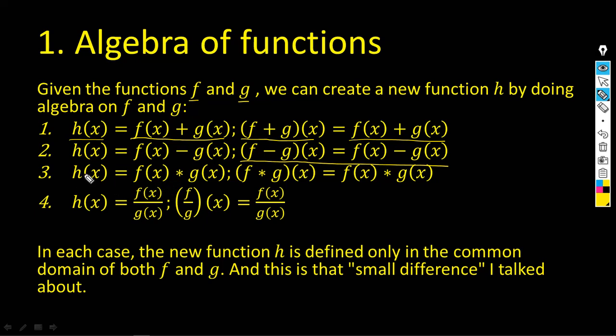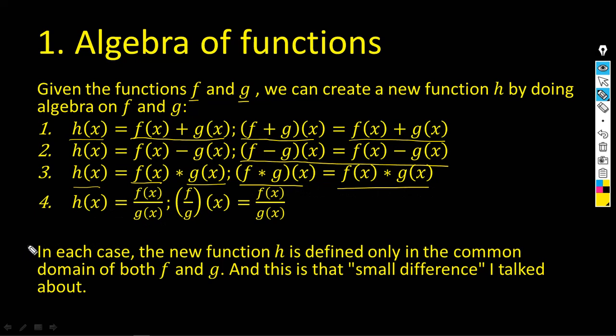Look at this. We are creating a new function, h of x, which is equal to the multiplication of f of x times g of x. And this is also known commonly as f times g of x. But it's the same. Can you see? It's actually the same. And the same for division.